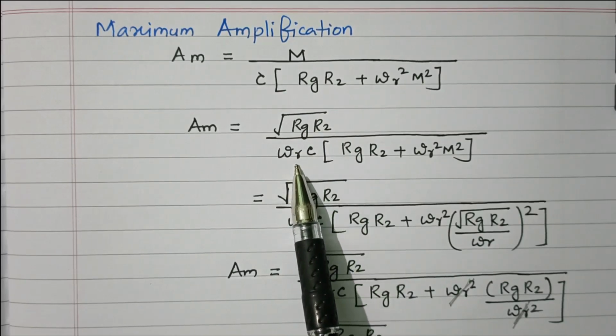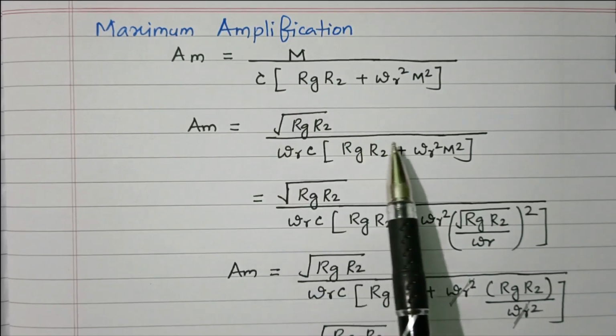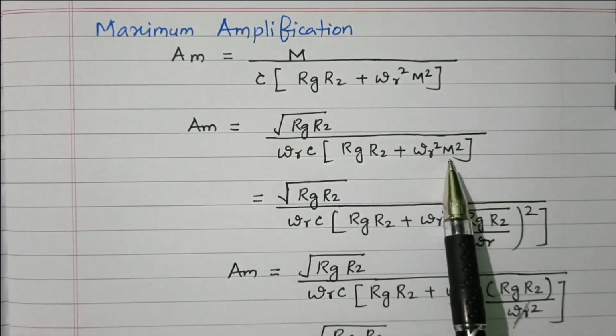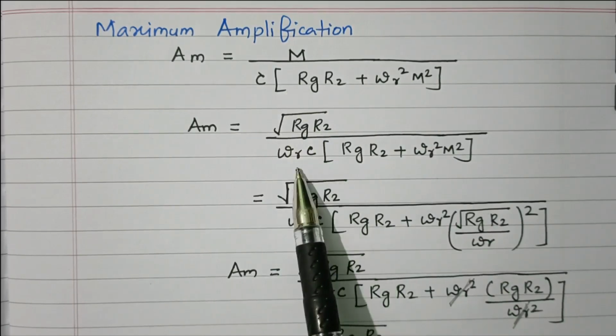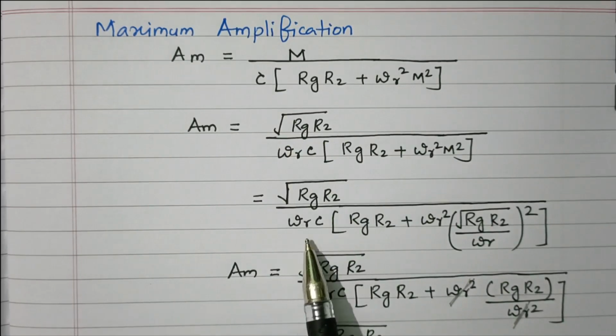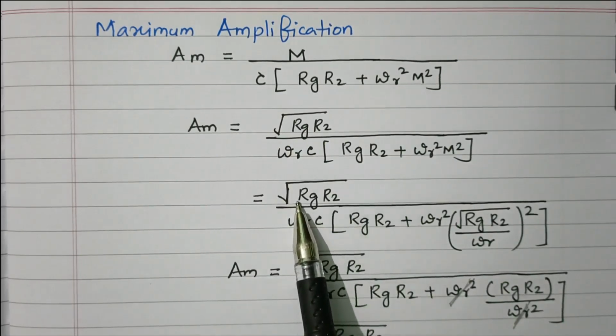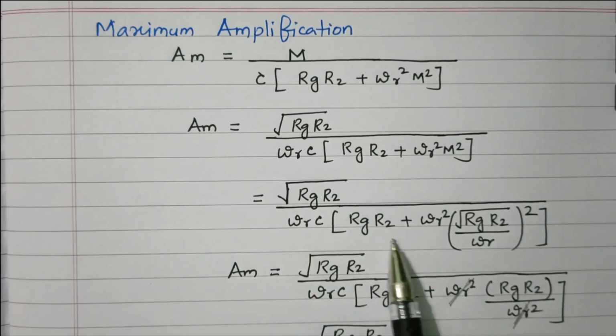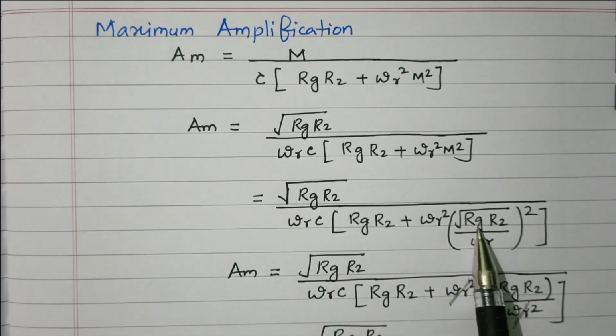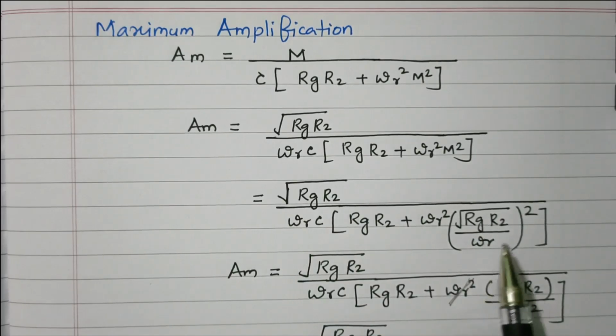If you substitute that value, we will get the maximum amplification, right? So this M is not replaced. Only this M is replaced by square root of Rg R2 divided by omega r, right? So we'll go for the further simplification. Square root of Rg R2 omega r into C Rg R2. So here also now substituted square root of Rg R2 divided by omega r, the whole square.